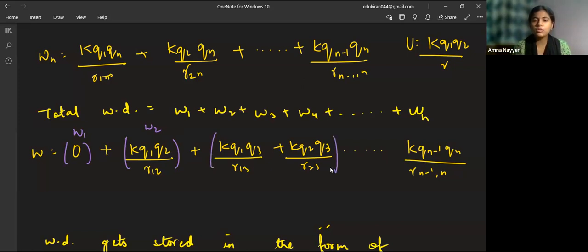When we are talking about Q3, if Q3 is present, 1 will be because of Q1. So K Q1 Q3 by R13, and second will be because of Q2. So K Q2 Q3 by R23. Then suppose here only I had fourth charge. So I won't solve it now. Fourth charge is there, it means K Q1 Q4 by R14, K Q2 Q4 by R24, K Q3 Q4 by R34, like this. So three energies I'll have, the three amount of interactions, because three are able to interact among themselves, right?